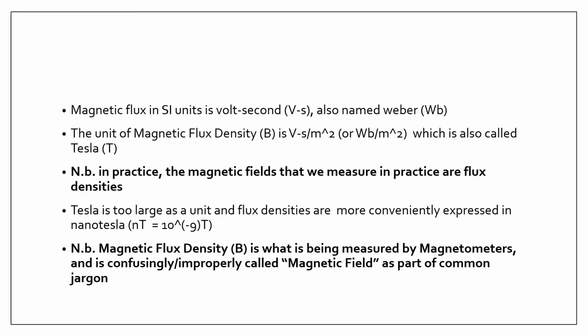Now, to continue, magnetic flux in our standard international units is expressed in volt second, which is also called Weber. Now, the unit of magnetic flux density or B is expressed in volt second per square meter or also Weber per square meter. And incidentally, this is also called Tesla, right? Tesla after the Eastern European American inventor Nikola Tesla, not the brand of car.